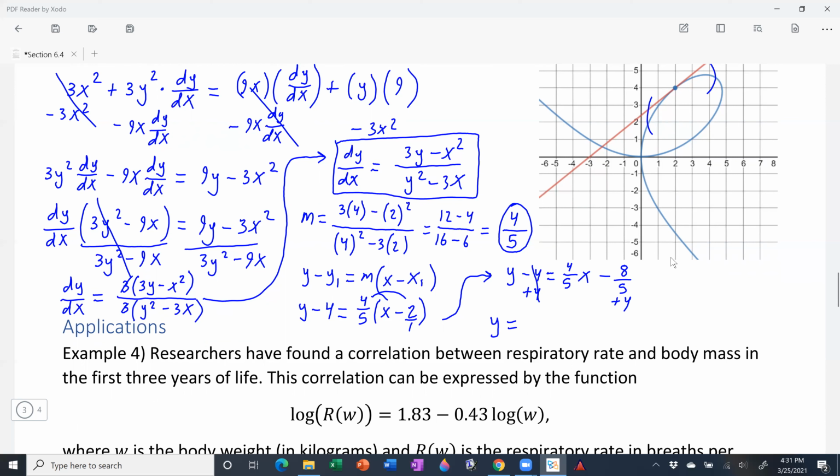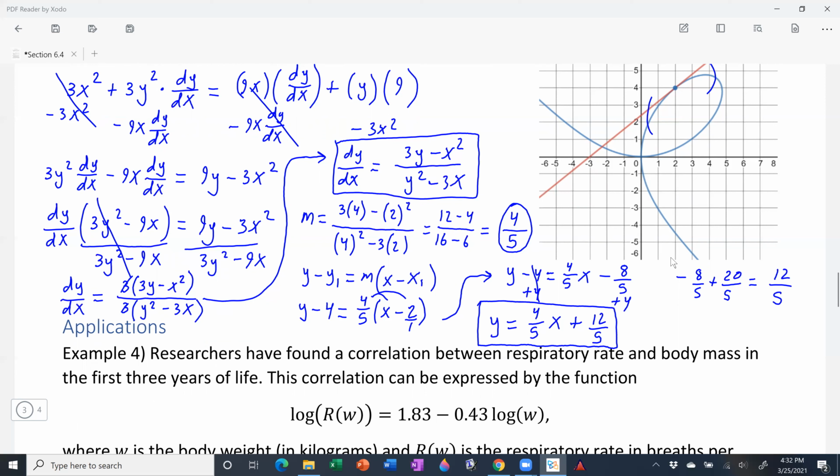y equals 4/5 x. Okay, so how do you deal with negative 8/5 plus 4? Well, 4 over 1 has to be 20 over 5 for a common denominator. So this is just my scratch work, so I don't have to use a calculator. So that's going to be 12 over 5. So we got 4/5 x plus 12 over 5. And here is the answer.